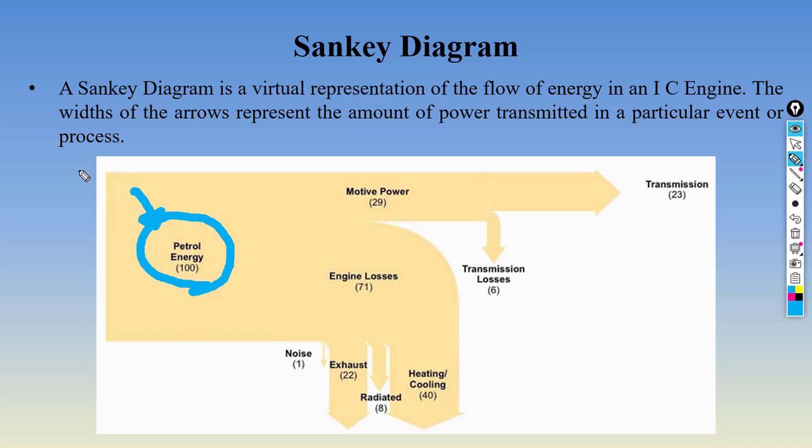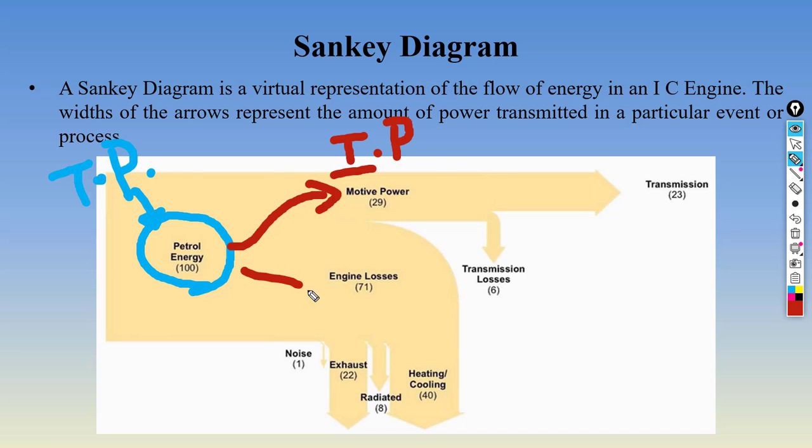This is your thermal power. Out of that thermal power, only some amount is useful power. That is written over here as motive power. We know that power as indicated power. All other power is lost. It is lost to exhaust gases, it is lost to cooling, it is radiated out, and there is some amount of noise. Only some amount of power is useful power, that is indicated power.